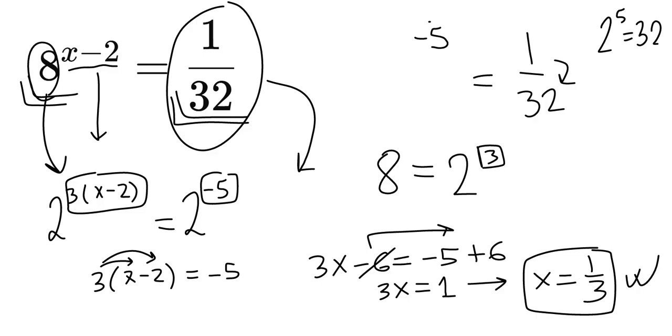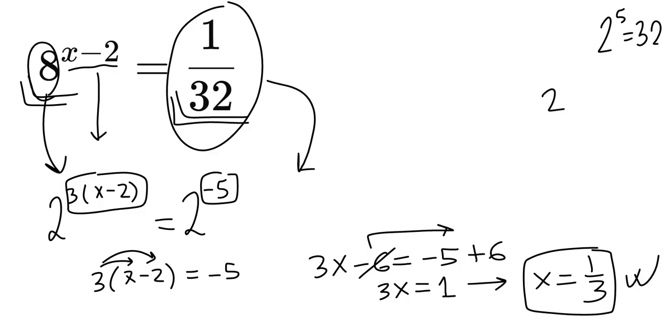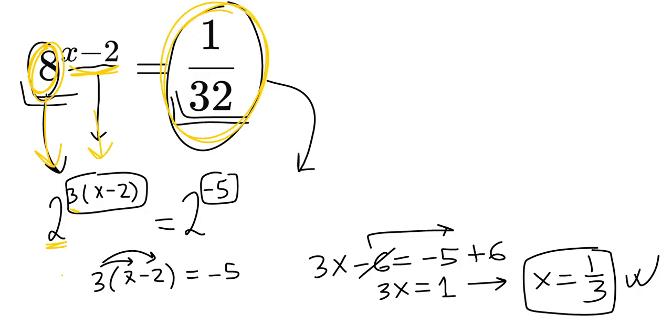So, what was important here? It was important to have the same base. We can write both of them as 2 to the power of something. So we can say that instead of 8, it was 2 to the power of 3. But then do not forget to copy the exponent. Instead of 1 over 32, you can write 2 to the power of negative 5. Perfect. This exponent must be equal to this exponent. We solve this basic equation and we get the final answer.